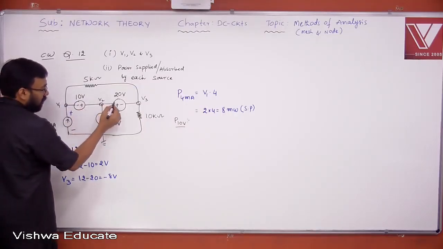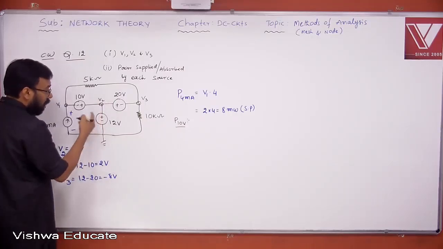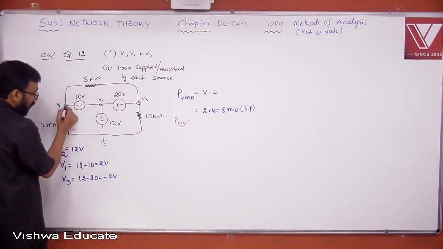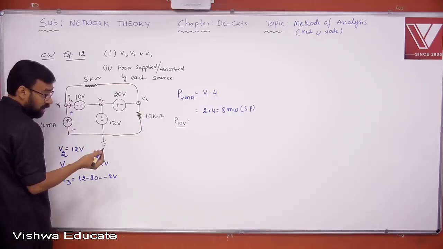I cannot apply here because I do not know the currents in the 20 and 12 volt sources. The same scenario I am having here. Therefore, let me apply Kirchhoff's current law here. For that, let me assume some current, Ix.